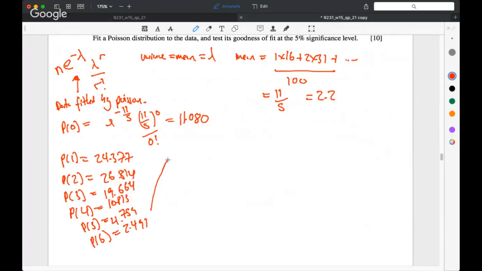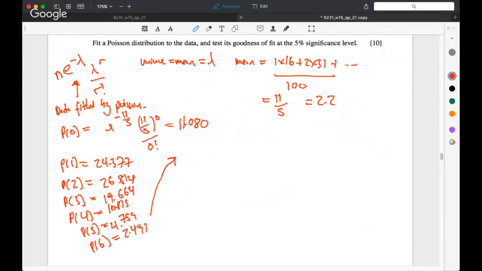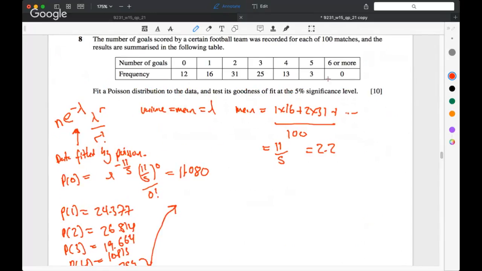Your exam board doesn't like this. They want you to combine bins if the expected value of the probability is less than 5. So here, the expected value of the probability is less than 5. So we need to combine the 6 and the 5 bin. So instead of having 6 or more, we're now going to have 5 or more, because this bin doesn't help us at all.